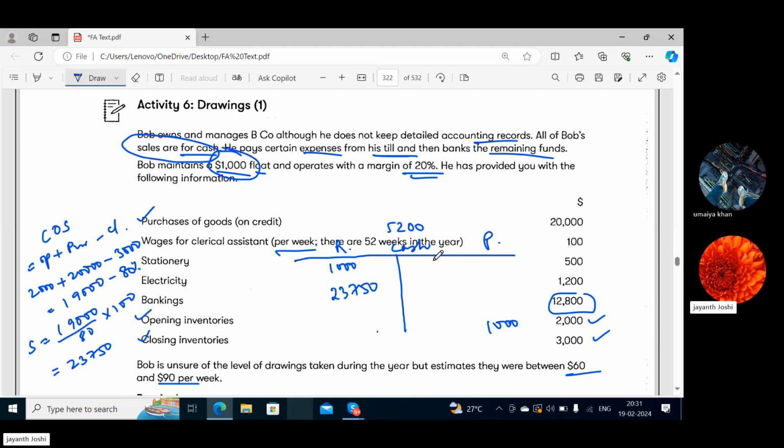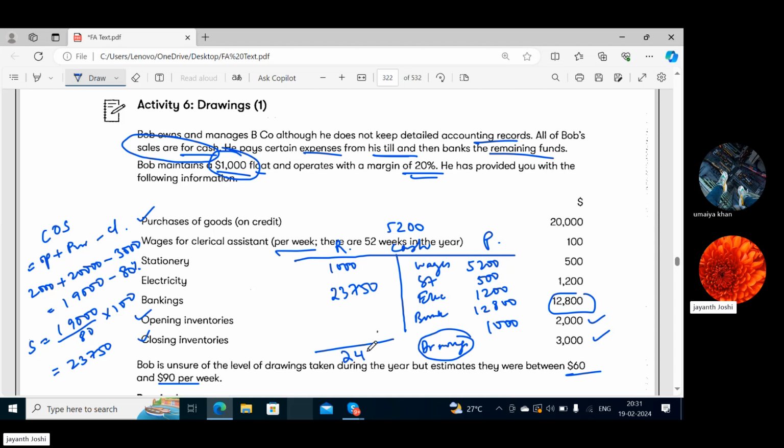And then all the payments. So payments are wages. Wages we found 52 weeks are there, 100 per week. That means wages are 5,200. Stationery. Stationery is 500. Electricity. Electricity is 1,200. Banking. Banking, that means rest of the amount is deposited into bank, 12,800. So all figures we got, only one figure which is unknown to us, that is drawings, which we have to find.